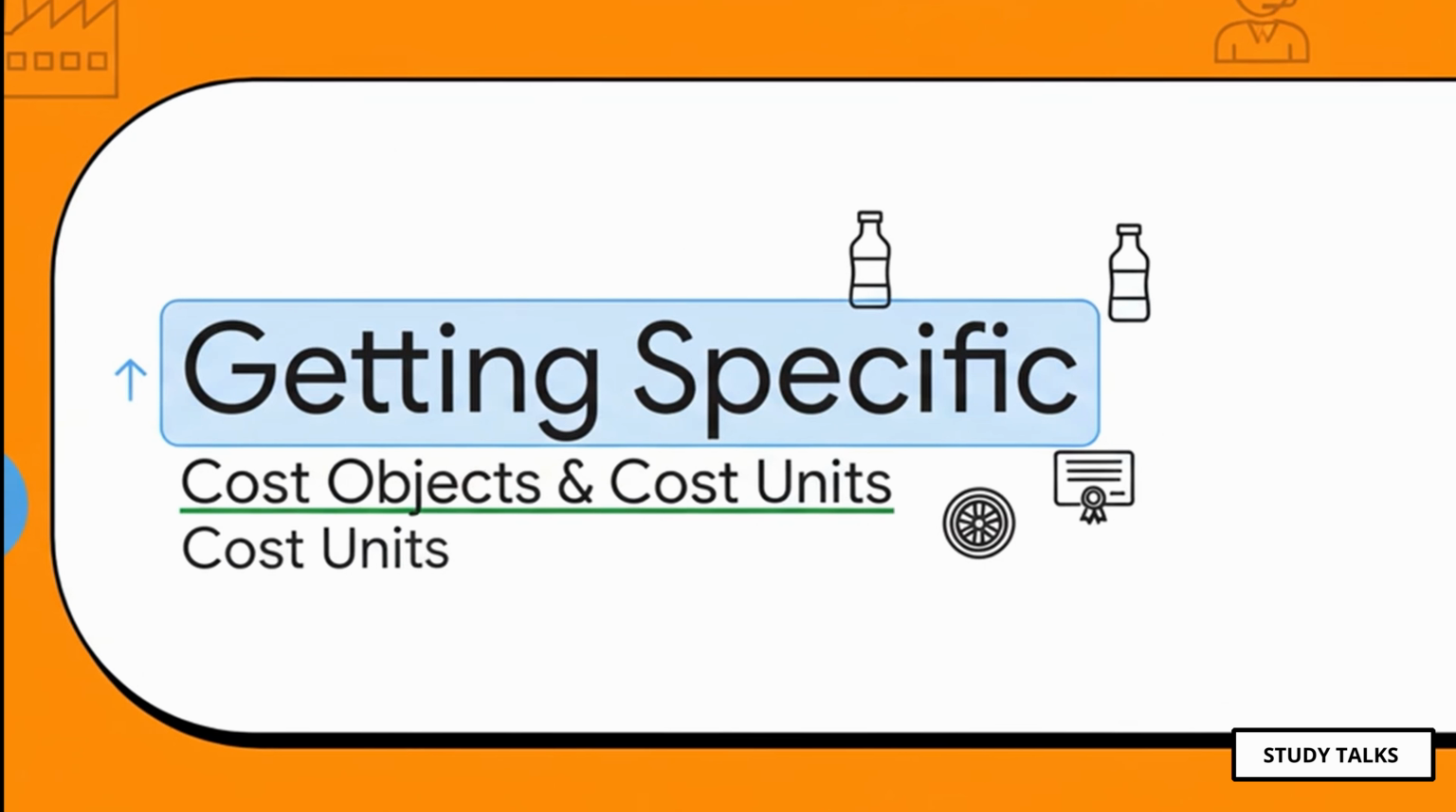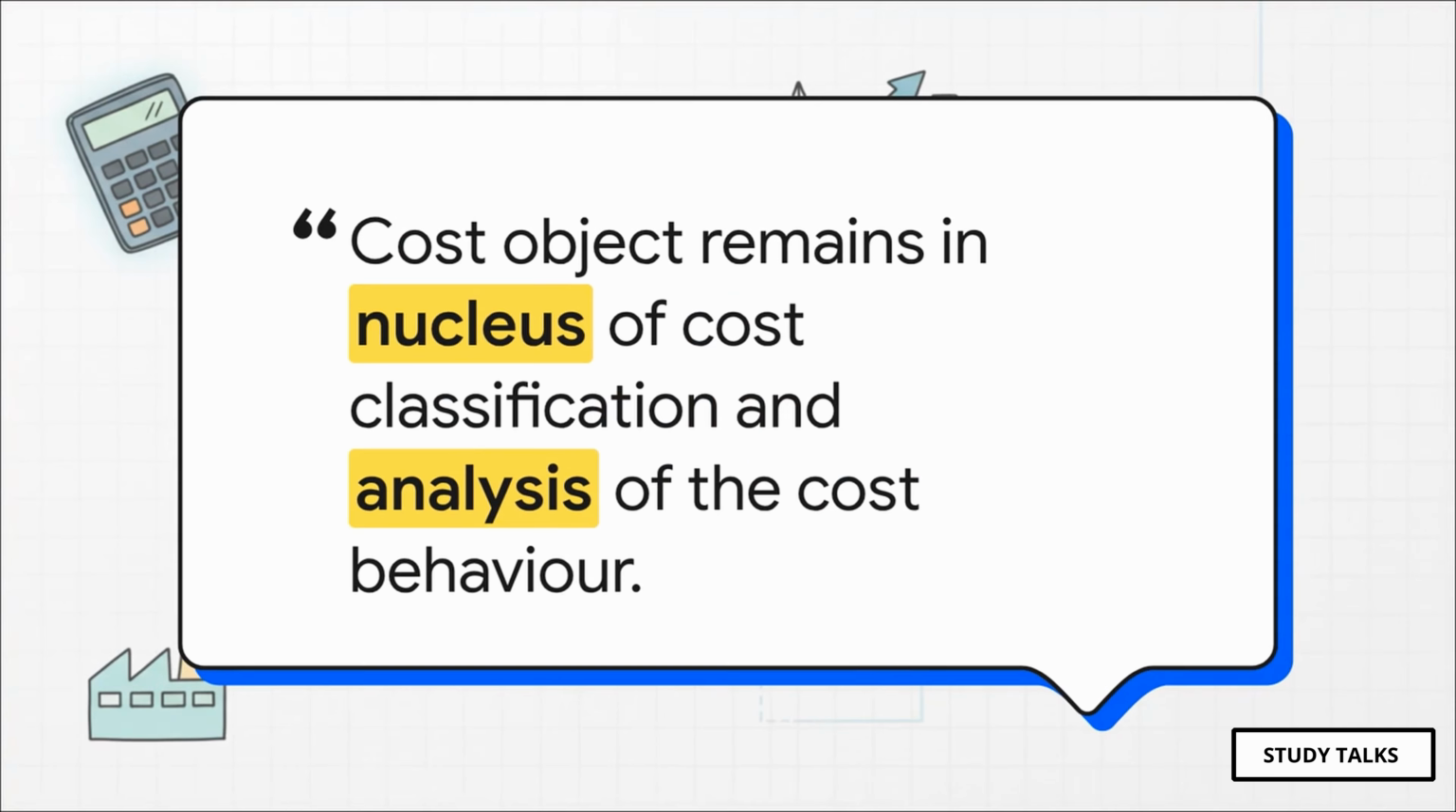So, we know why we need a system, and we know what makes a good one. Now let's get down to the nitty-gritty. What are we actually calculating the cost for? And this brings us to two really important terms: cost objects and cost units. Now, in your study material, you'll see this sentence, which sounds a little, well, academic. But all it's really saying is that the cost object is the absolute center of the universe for any cost analysis. It's the starting point.